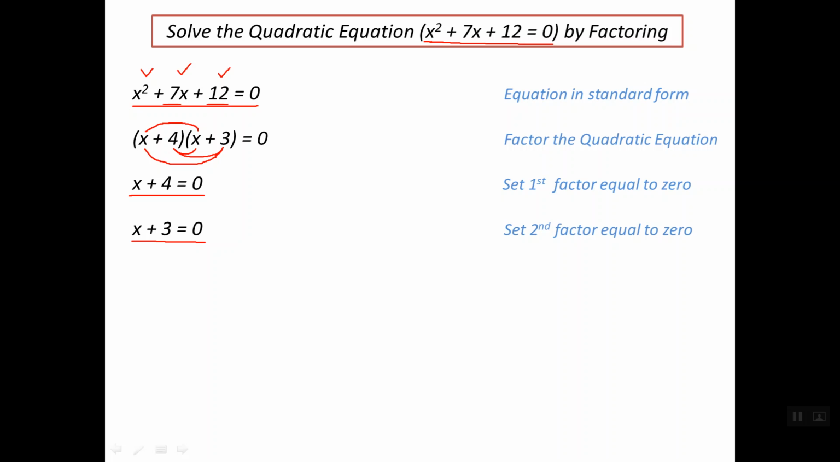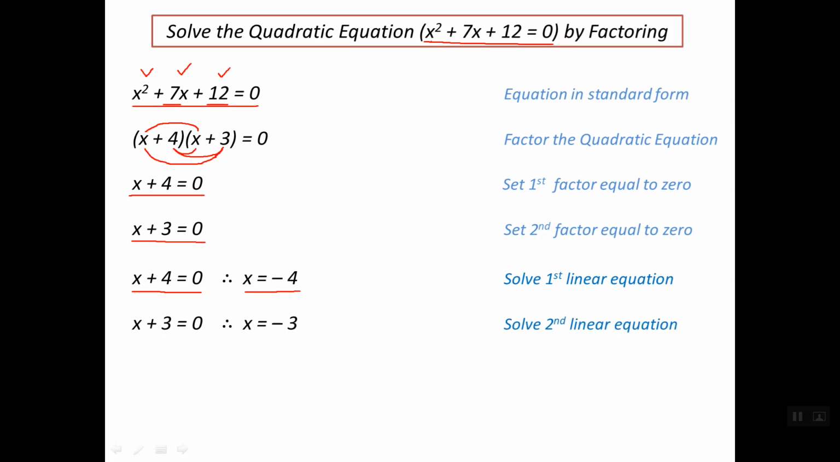So now the two new equations are simply linear equations, so we can solve for x. From the first linear equation, x plus 4 equal to 0, we can simply add minus 4 to both sides in order to solve for x, so x is equal to minus 4. And for the second equation, x plus 3 equal to 0, we can simply add minus 3 to both sides. So the second solution for x is equal to minus 3.